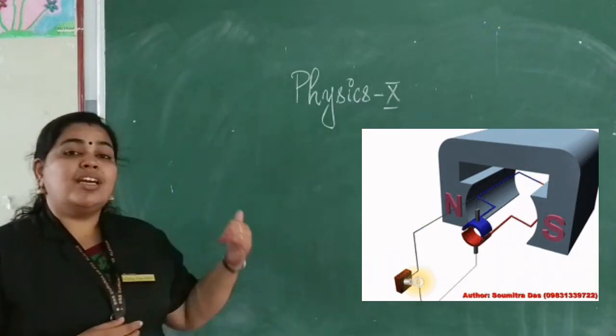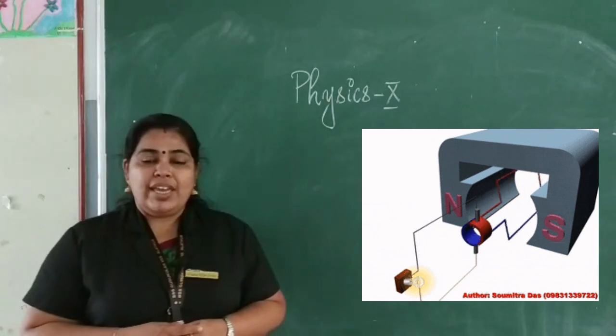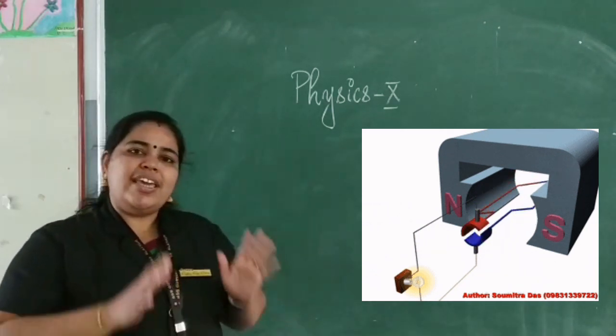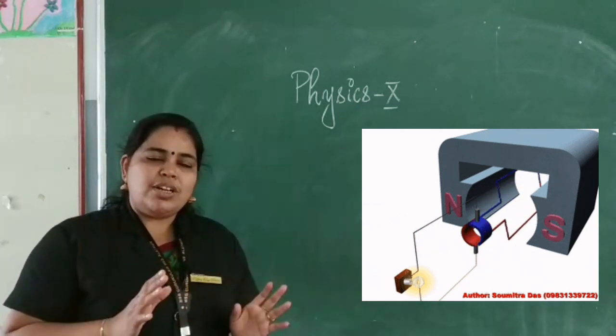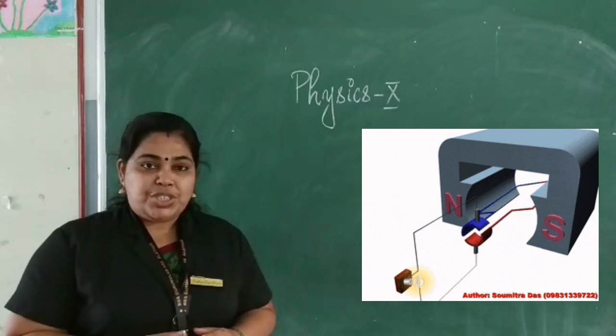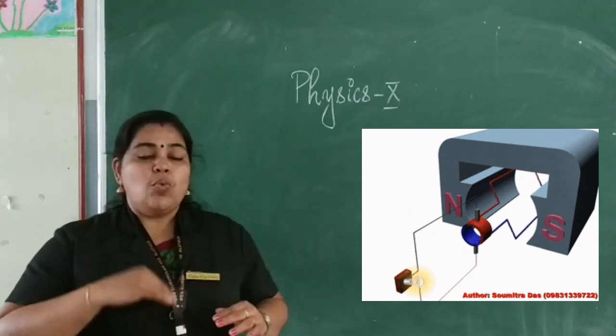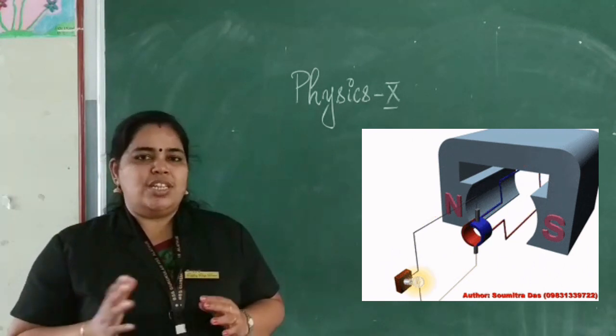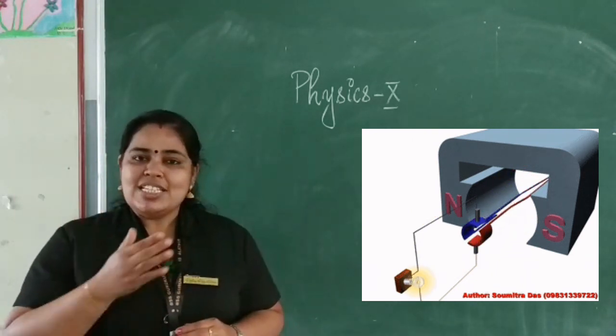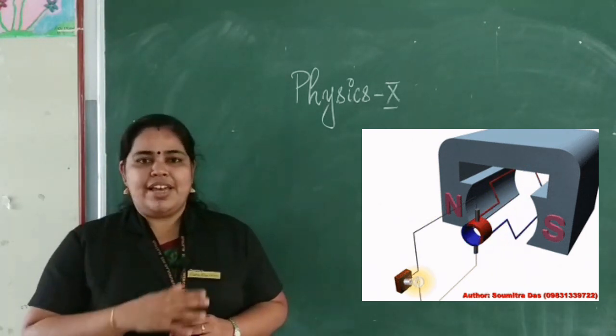Yes, split ring commutator. The current produced in the armature is AC, here also. But when it comes to the outer circuit, what happens? This changes into DC. So here split rings help in this arrangement.